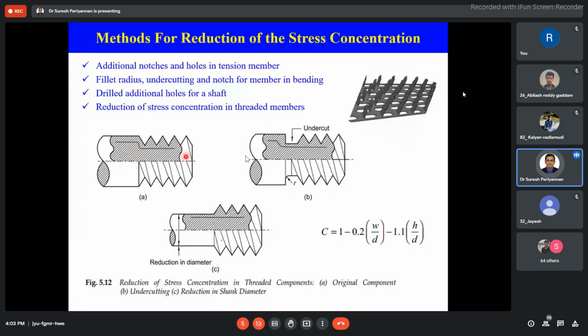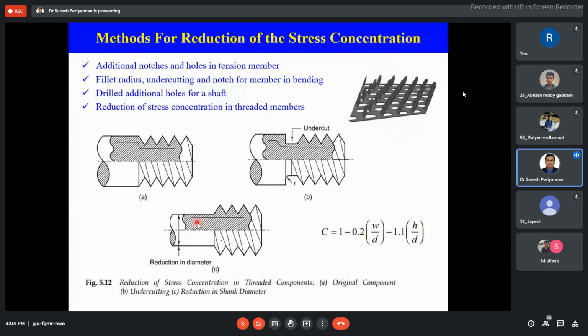Then we would like to design an undercut in between the threaded portion and the shank. We have to use the undercut. Then we may avoid the higher stress concentration in this corner region of the shank. This is one way we can reduce the stress concentration. Another way is to keep the nominal diameter of the thread and the shank the same. Then the stress line or force line will be straight, and that also reduces the stress concentration.